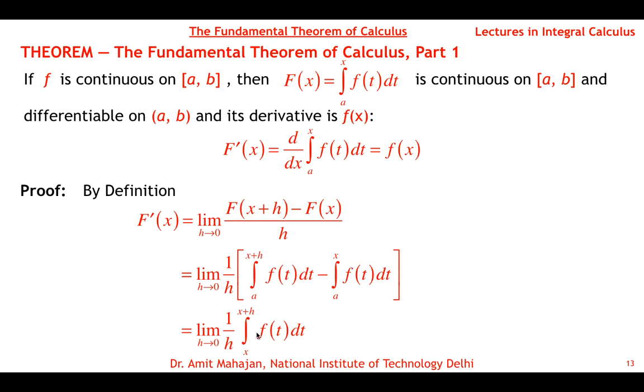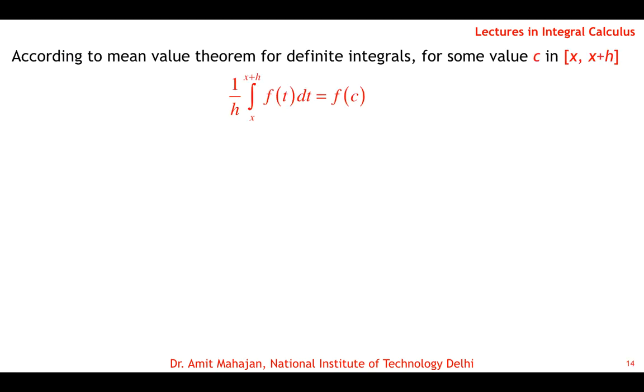Okay, so we can utilize the concept of the mean value theorem here. According to the mean value theorem, there is at least one point c in [x, x plus h] such that the function value at c must be equal to the average value. Then if we take the limit as h tends to 0 on both sides, because c lies between x and x plus h, when h goes to 0, c must become x.